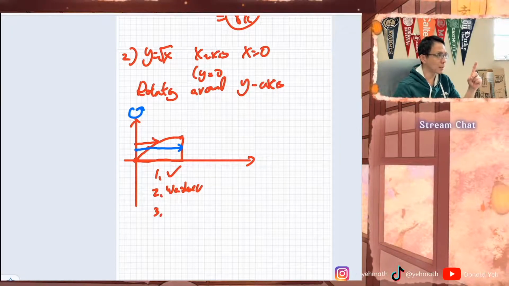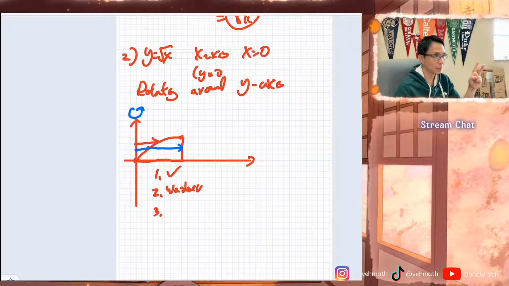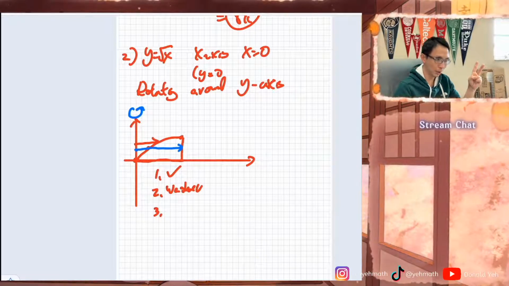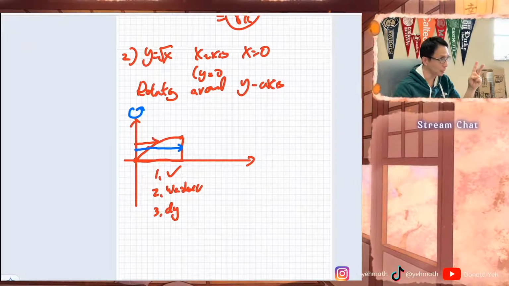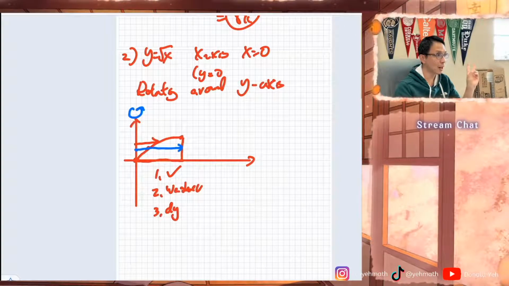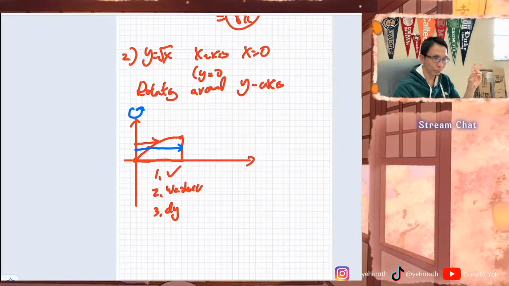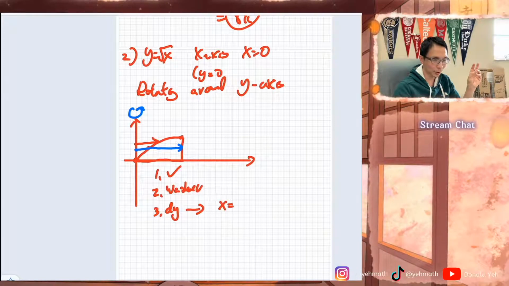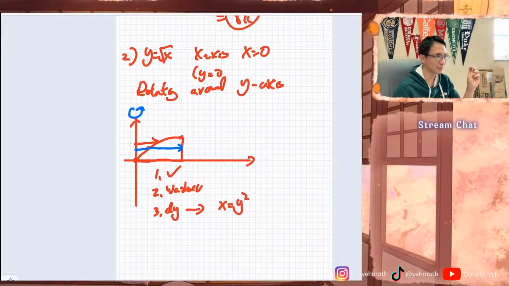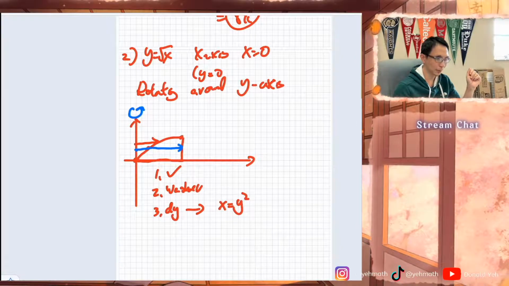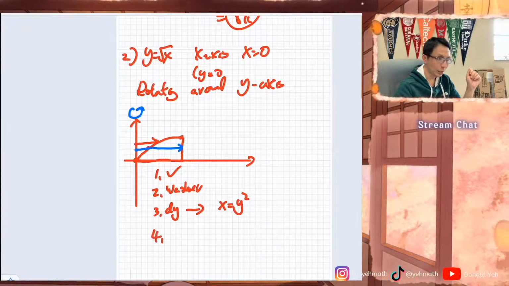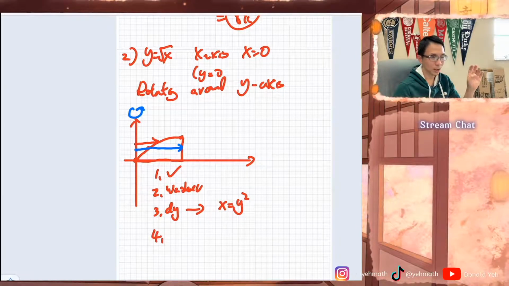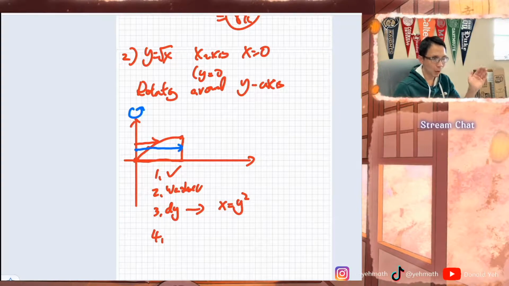The third step is dx or dy. It's perpendicular to y, so it's dy. That means the function has to be in terms of y, so you have to do an extra step here. You have to say x equals y squared, and solve for y squared. The fourth step is the boundary.